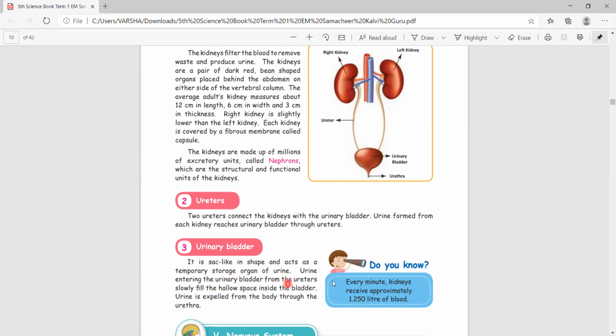The urine entering through the ureters slowly fills the hollow space. The bladder is empty, and the waste and water come through the ureters and slowly fill this hollow space.